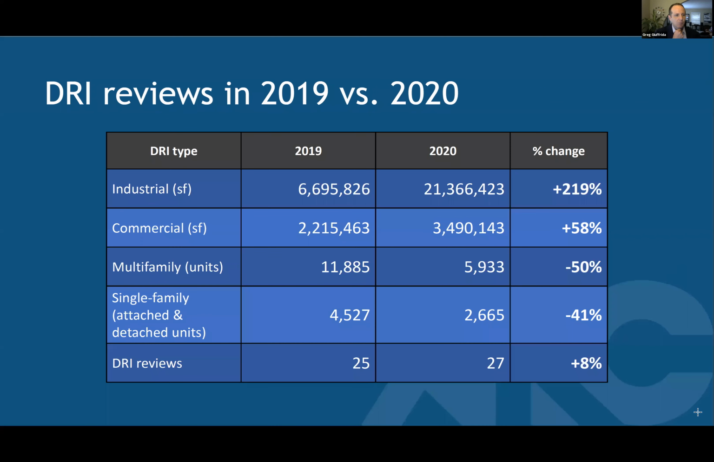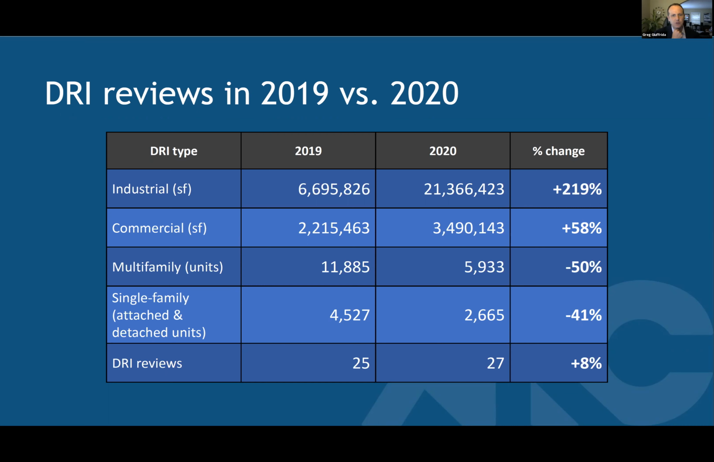Multifamily dropped, but I think that was unrelated to the pandemic. And then single family housing dropped in 2020, but I would expect to see that bounce back a little bit in 2021 as we start looking at those numbers.